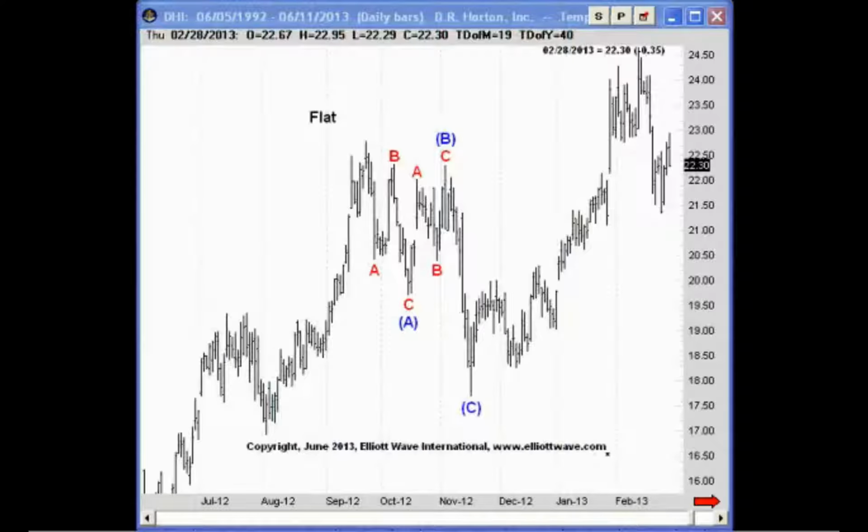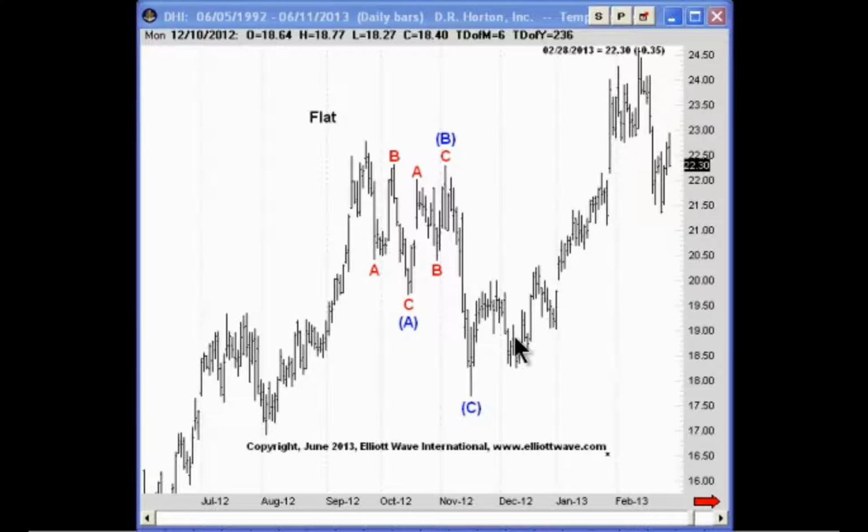The next type of pattern you'll encounter is going to be the flat, which is a 3-3-5 pattern, and its distinguishing characteristic is that wave B of the formation ends at or near the origin of wave A. In this instance here, we have our 3-wave move down for wave A, a 3-wave move back up for wave B of the flat, and then that's followed by a 5-wave move down in wave C.